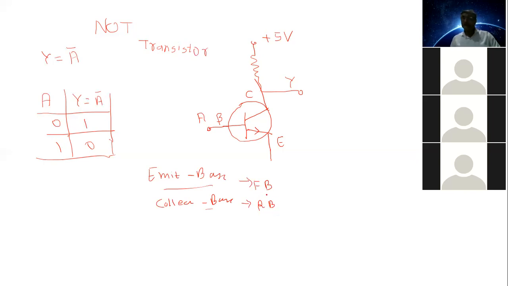Emitter base junction must be forward biased and collector base junction must be reverse biased. Do you understand this? I think you now realize.